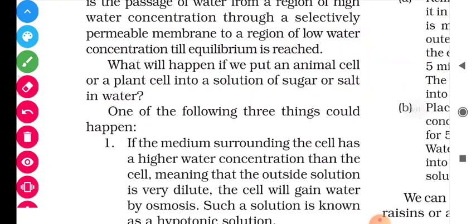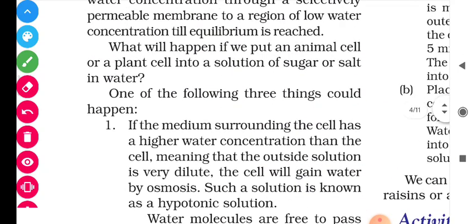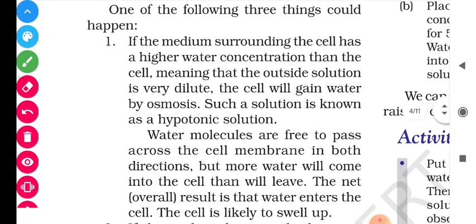What will happen if we put an animal cell or a plant cell into the solution of sugar or salt in water? One of the following three things could happen. So if we put a sugar or salt inside the water and then we put a plant or animal cell inside the water, what will happen? Let us study. Three observations are there.